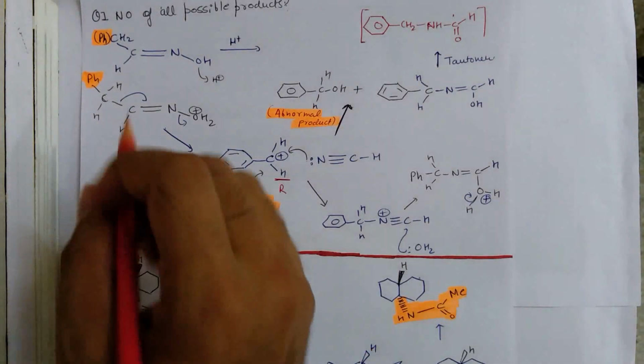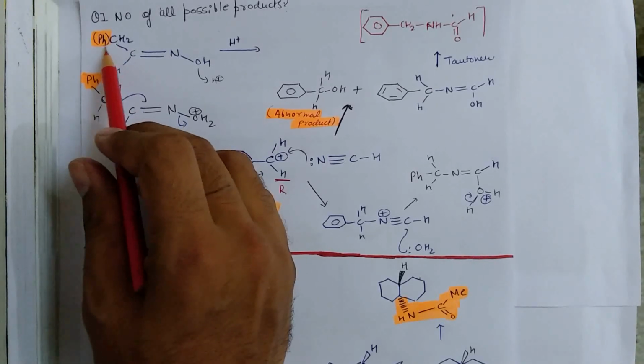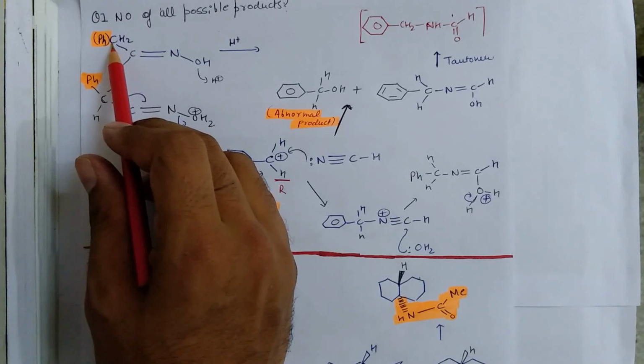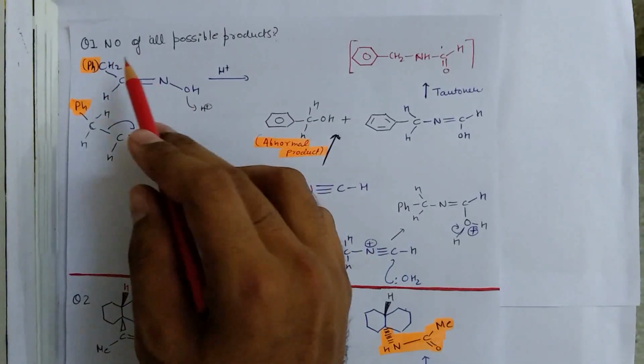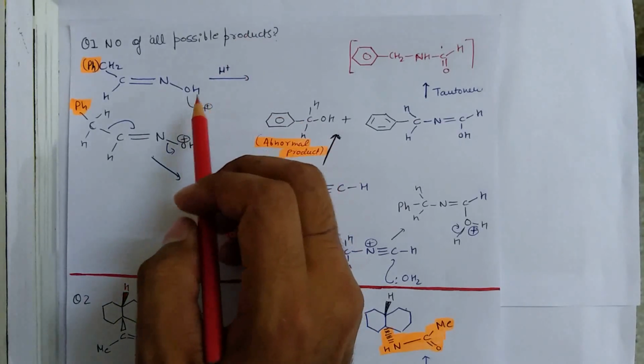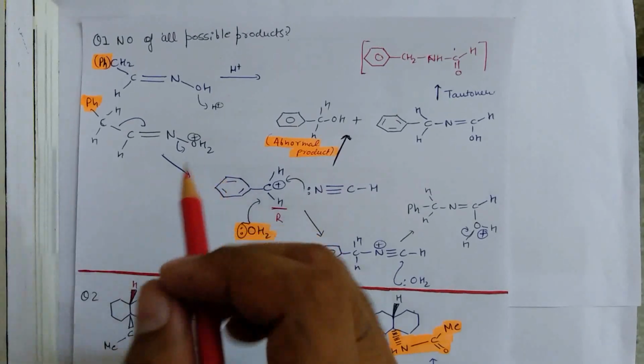So first, I told you that if this carbon is a phenyl, allyl, or tertiary carbon, this can form a stable carbocation. So here the question is the number of all possible products in this reaction. This is the Beckmann rearrangement. So let's start with this reaction.